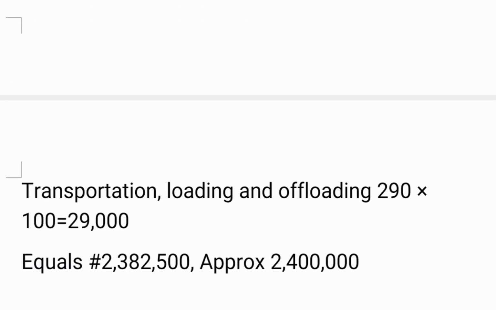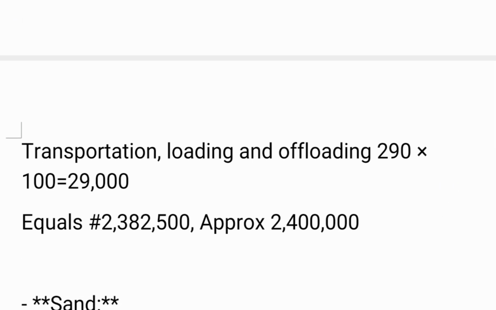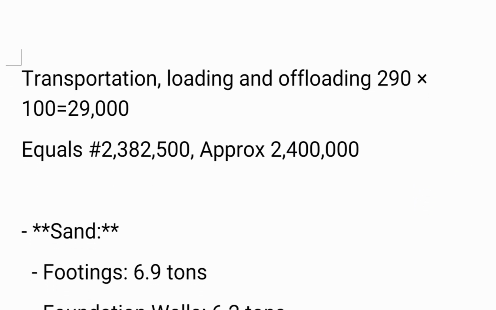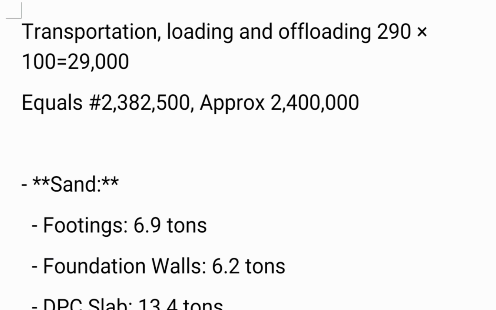Then transportation, loading and offloading. That one too depends. Some places, if you go to buy cement, they will charge you together with the price, so they will charge you per cement. Some will just say, okay, pay us this for loading and offloading, while some sellers will be the ones to pay for the loading and offloading. So it depends on your area, but we just added it. This is a rough estimate, remember that. And this will give us 2.4 million.